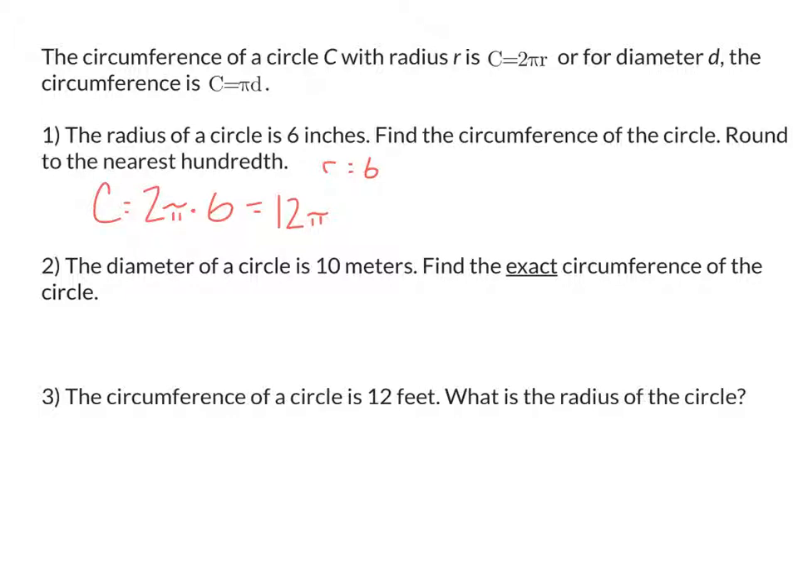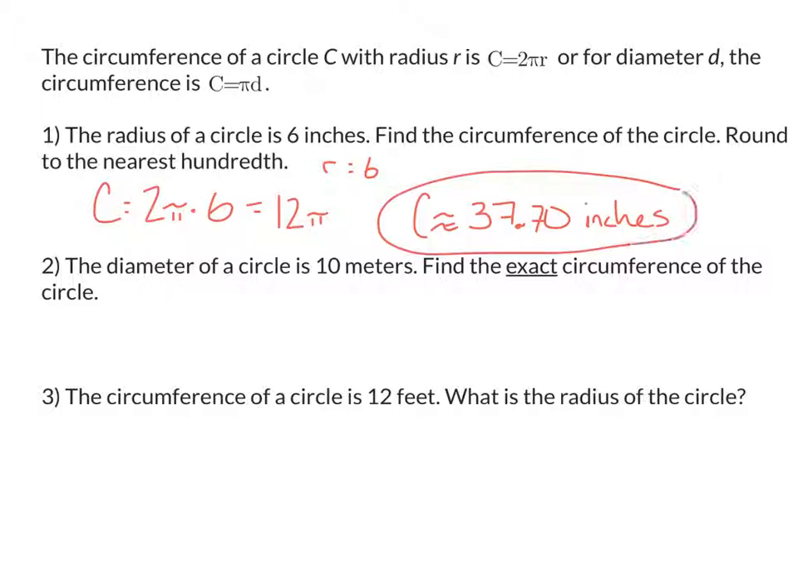So it says to round to the nearest hundredth. When I type 12 times pi in my calculator, we get a circumference of approximately, and I use the squiggle because I'm rounding, 37.699, so it rounds to 70. And then my label here, this is a single dimension, and so it will be in inches. Okay, and that's the circumference of number 1.